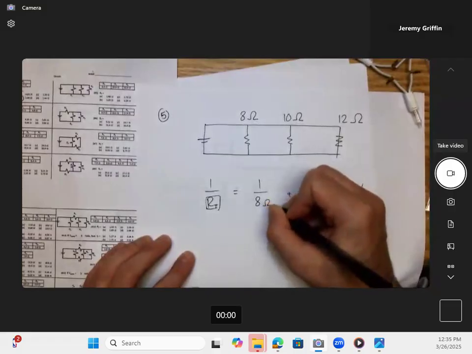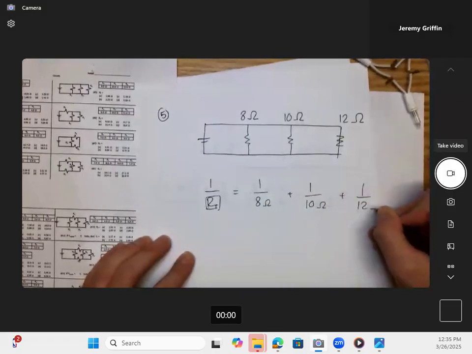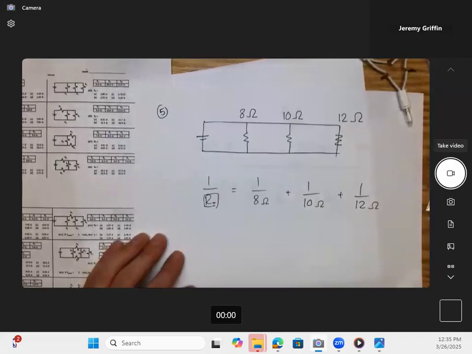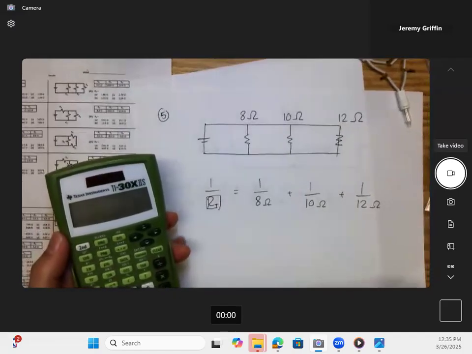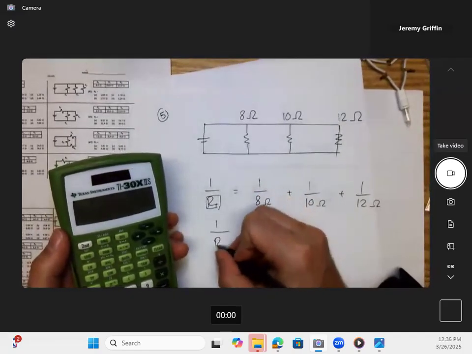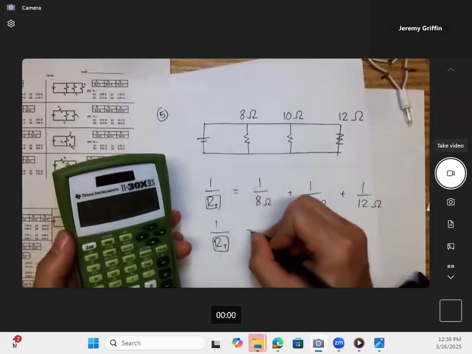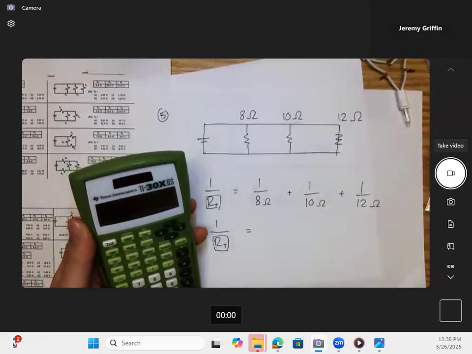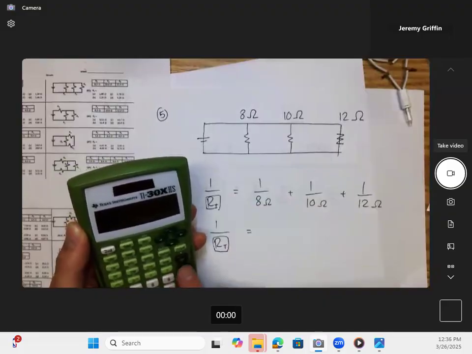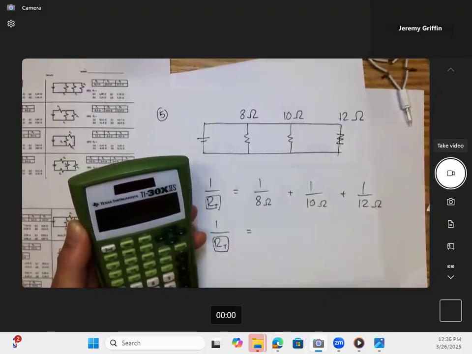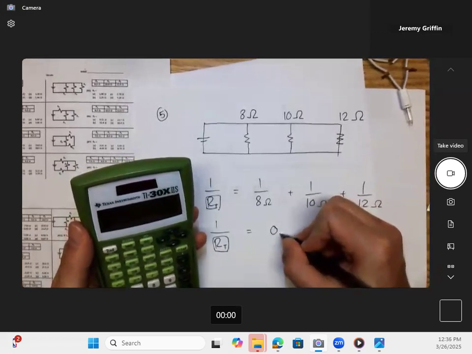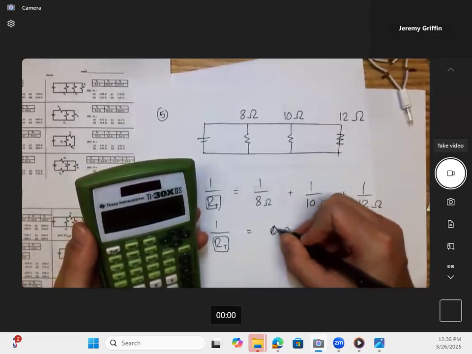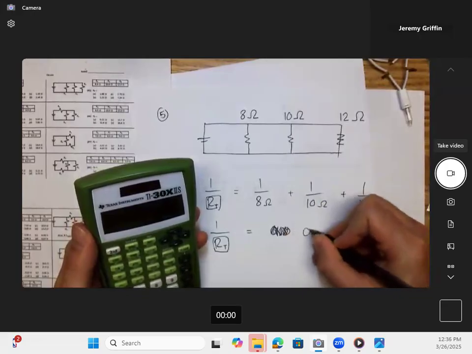And you guys are following along with also your numbers, because your numbers are different than mine. I'm not going to worry about common denominator. I'm just going to go ahead and plug this straight into the calculator. So 1 over the total resistance, which we're solving for, is, let's get a big old decimal for this, 1 over 8 plus 1 over 10 plus 1 over 12. I'm getting this number right here. Sorry, 0 point.